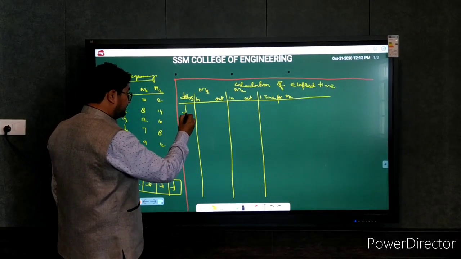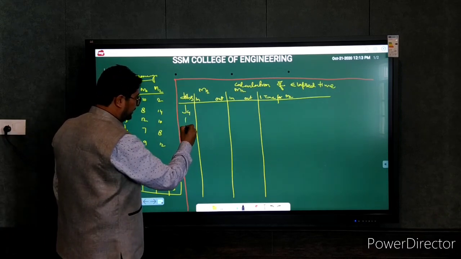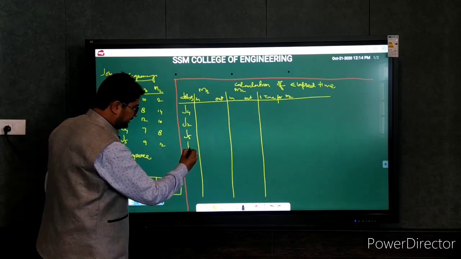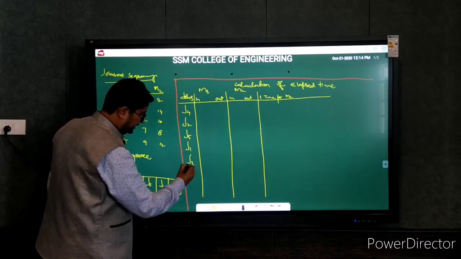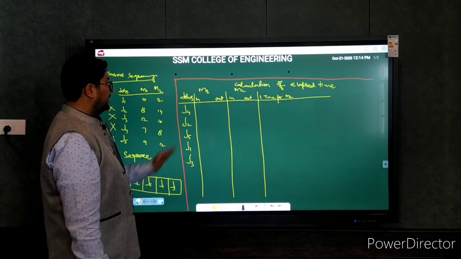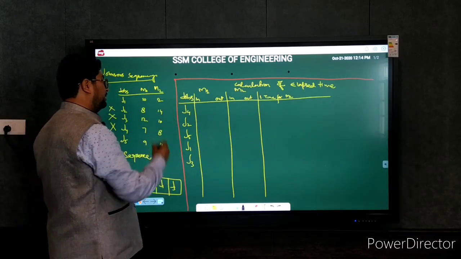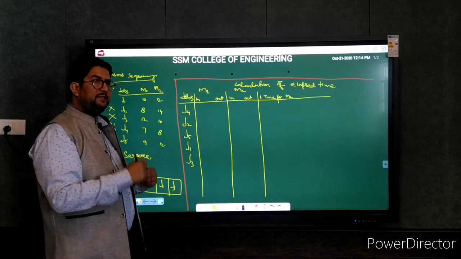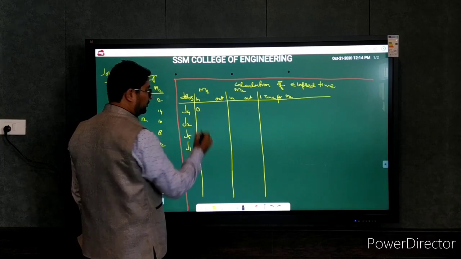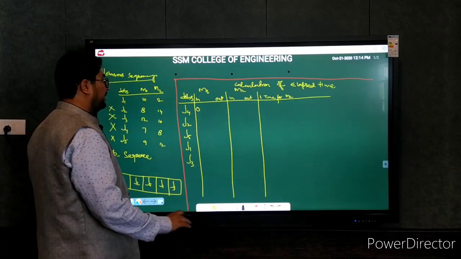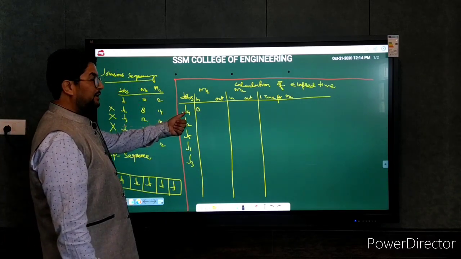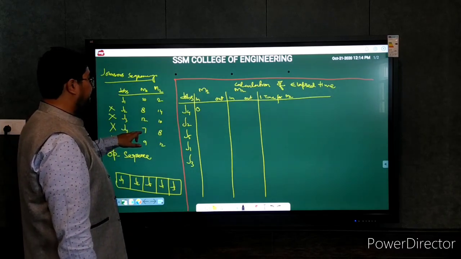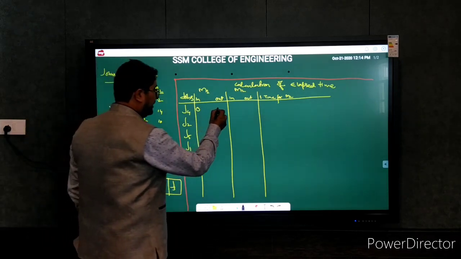So that is J4, then J2, then J5, then J1 and J3. This is our sequence. Let's talk about machine first. First we are taking J4. The moment J4 comes to the machine first, the end time is 0. No time has been consumed when we are taking job 4. Job 4 takes 7 hours to complete, so it will be out at 7.